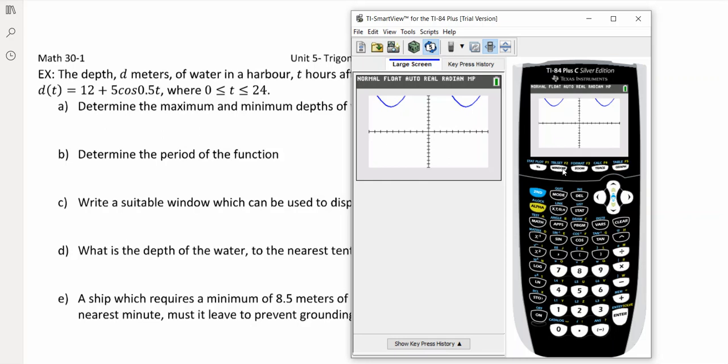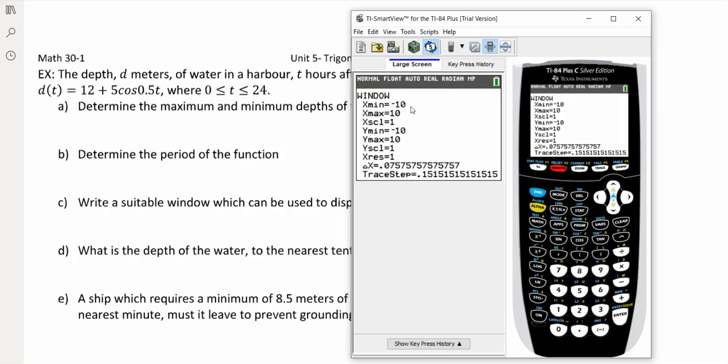So I'm going to go into my window. So my X min and X max, they're probably fine. I don't really need them that small, but that's okay. So our X max, let's make that like 20. It was almost good, but not quite.